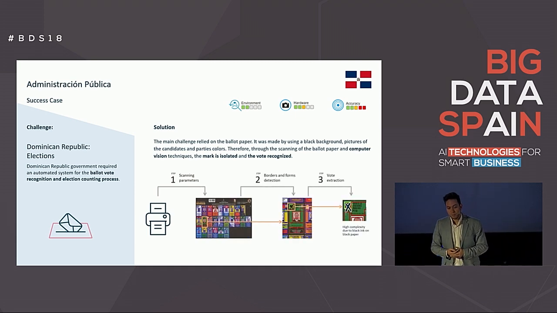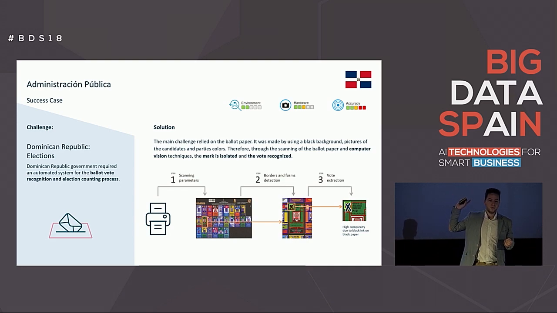So what they proposed to us is to recognize, more or less, what you have over there: a real ballot box, a ballot paper in Dominican elections. And what they wanted us to do is to recognize the votes. And I say the votes, not the marks, the votes that we have on every single ballot paper.